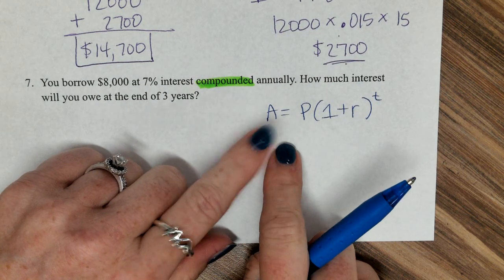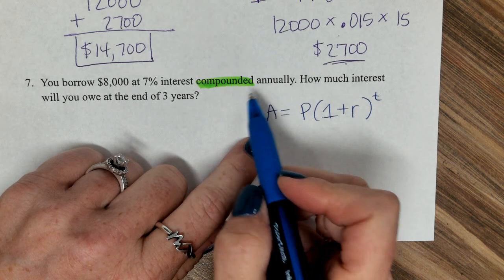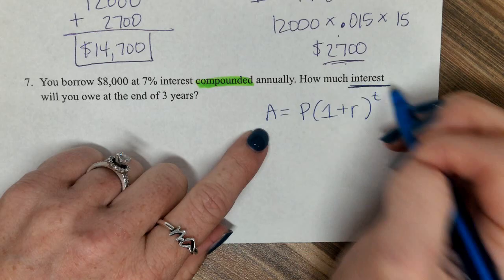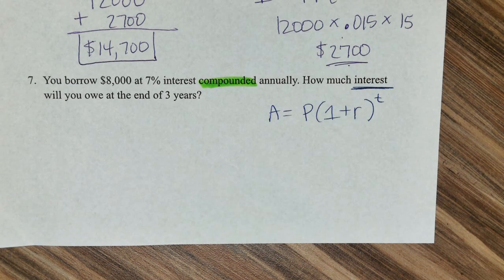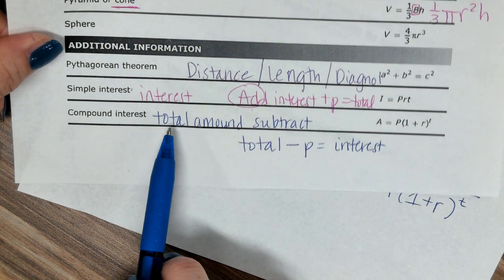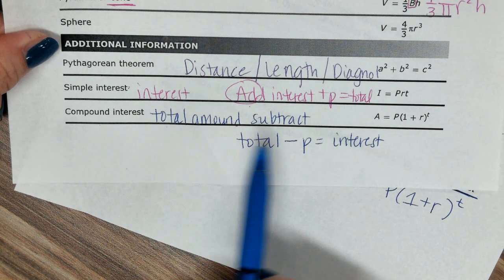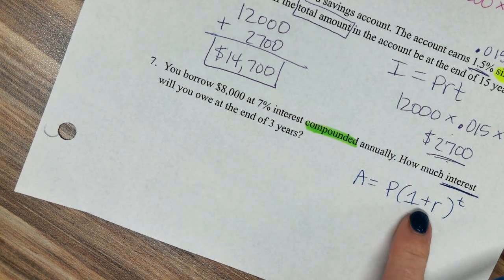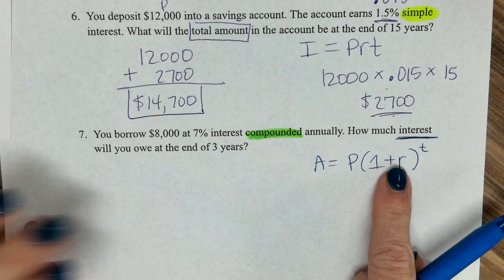What does this formula solve for? Total amount. What is the question asking for? How much? Is this formula going to give me the answer? No. So I go to my star chart and I say, hey, the compound interest solves for total. If I want the interest, what am I going to have to do? Subtract. So I'm going to use this formula and then I'm going to subtract.